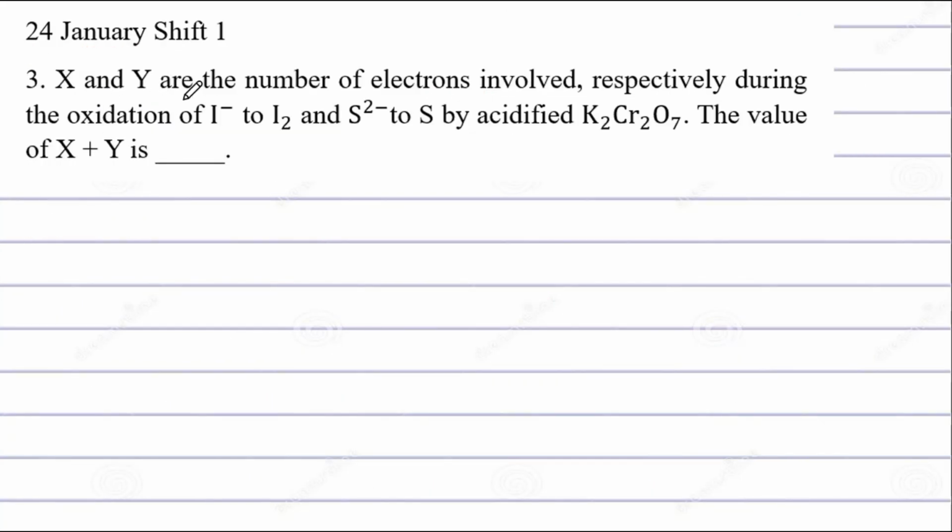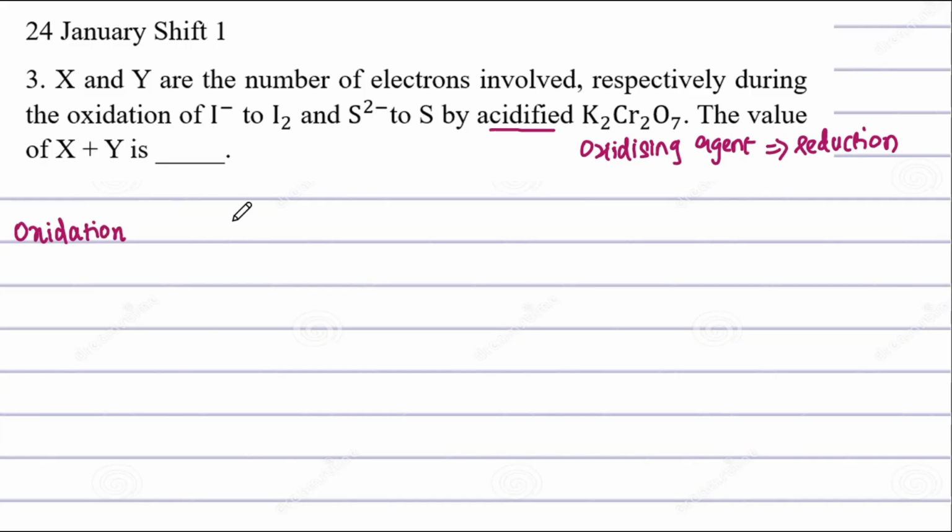Next question is, X and Y are the number of electrons involved respectively during the oxidation of I minus to I2 and S2 minus to S by acidified K2Cr2O7. The value of X plus Y is, here also acidified K2Cr2O7 is used. So it is acting as an oxidizing agent. An oxidizing agent will itself undergo reduction. So here it is acting as oxidizing agent to oxidize I minus to I2 and S2 minus to S. So let us see the reactions separately.